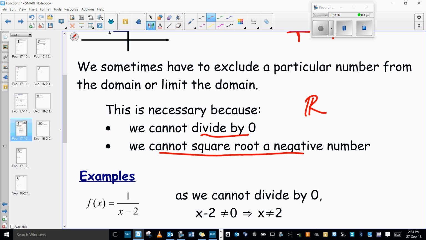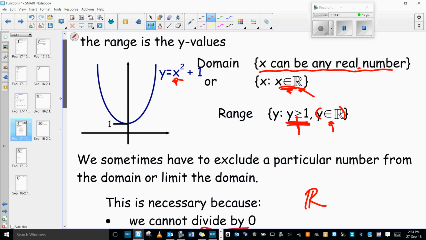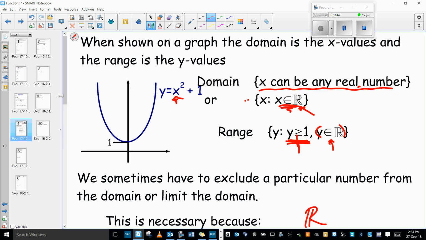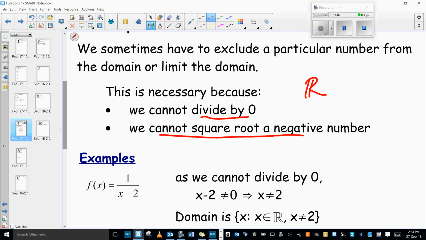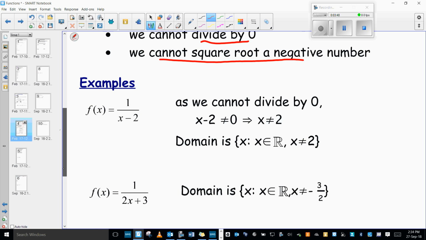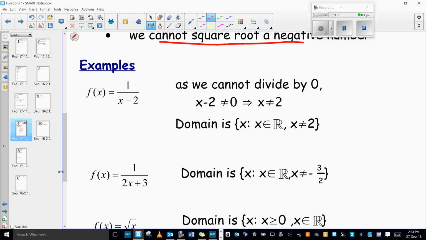Alright, so sometimes we do have to limit our domain. As I said, 99% of the time it's going to be any real number, but in some cases we do have to limit it. So here's a type of example we might have to limit it. If this was our function here, we are not able to divide by 0. So I could stick any number into this position here for x other than one particular value. What would that particular value be?